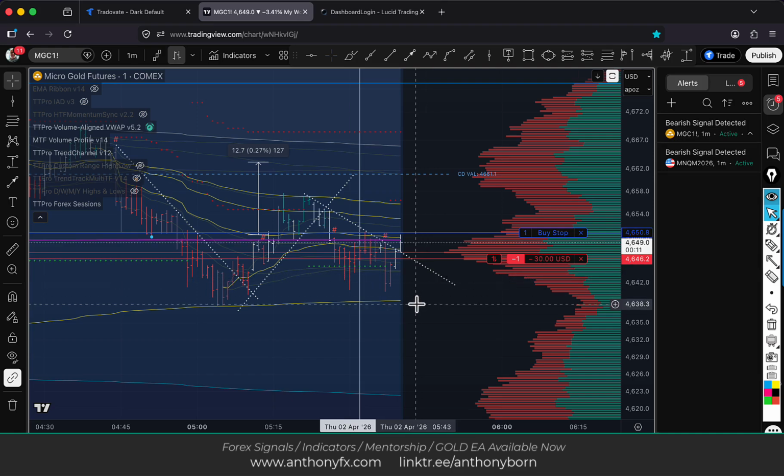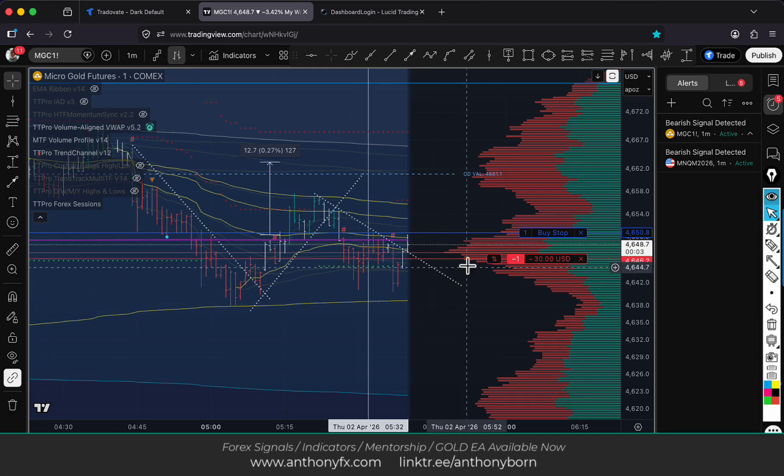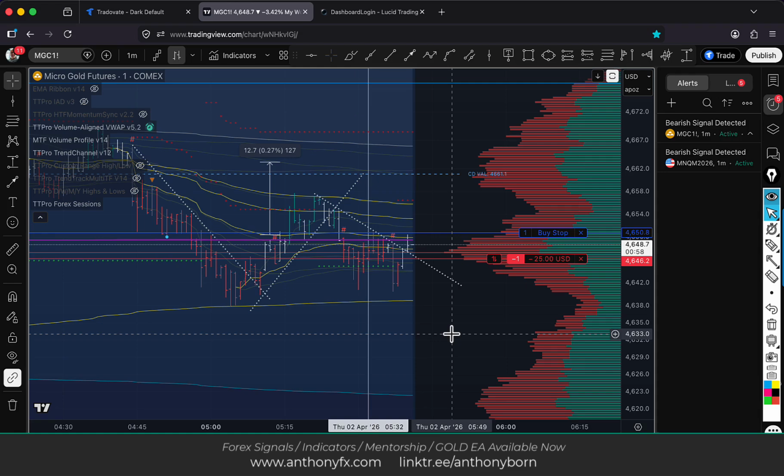Unless it holds here by any miracle and we continue down. All right, that stop loss doesn't move. We just leave it there, and if it gets taken out, so be it, right? Yep, 1995, guys, which is just such a bargain.